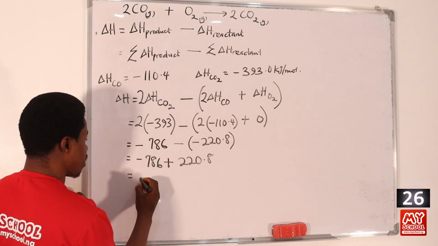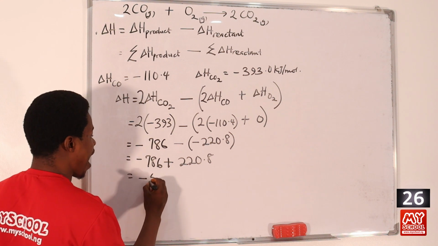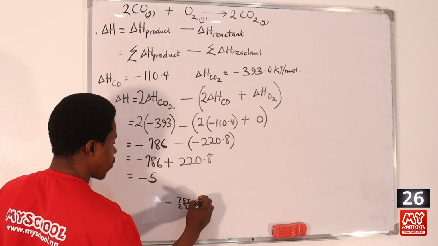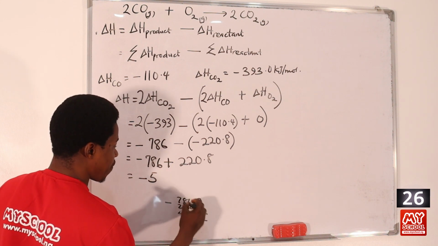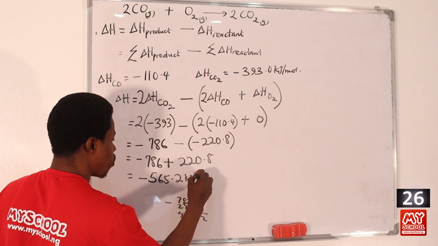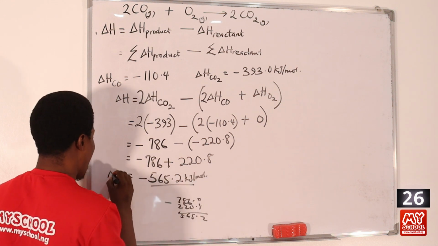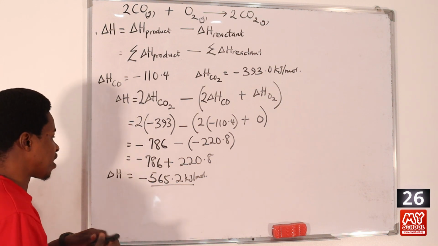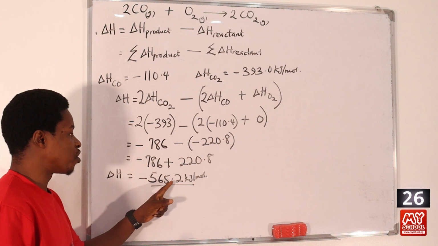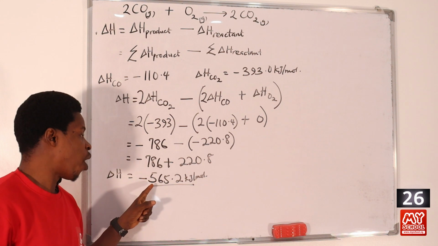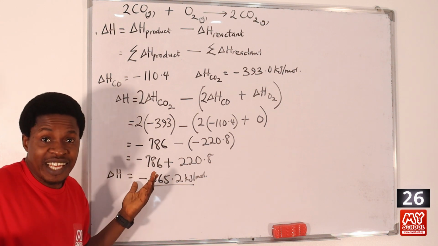By the time you solve this, we'll be having negative 786 plus 220.8, which gives negative 565.2 kilojoules per mole. This is what we should have as the enthalpy change, the energy change for that reaction. But if you look at the options we have, there is no option like this there. Well, that's what JAMB gave us.